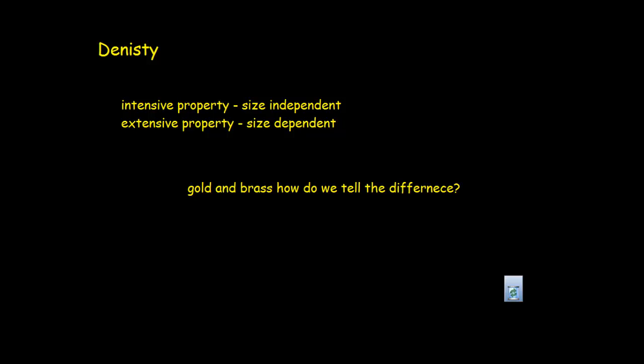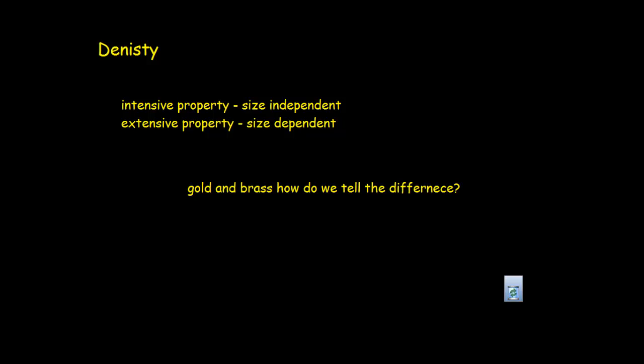Now, when we look at gold and brass, they both have a gold sheen to them. And what we have to consider is, how do we tell the difference between these two substances? If we just say weight, gold is heavier than brass. Well, we're talking about the mass of this object, and the mass of gold can be exactly the same as the mass of brass. In fact, the volume of the gold and the brass could be equal also. But if the volumes are equal, then the masses aren't equal. And if the masses are equal, the volumes aren't equal.